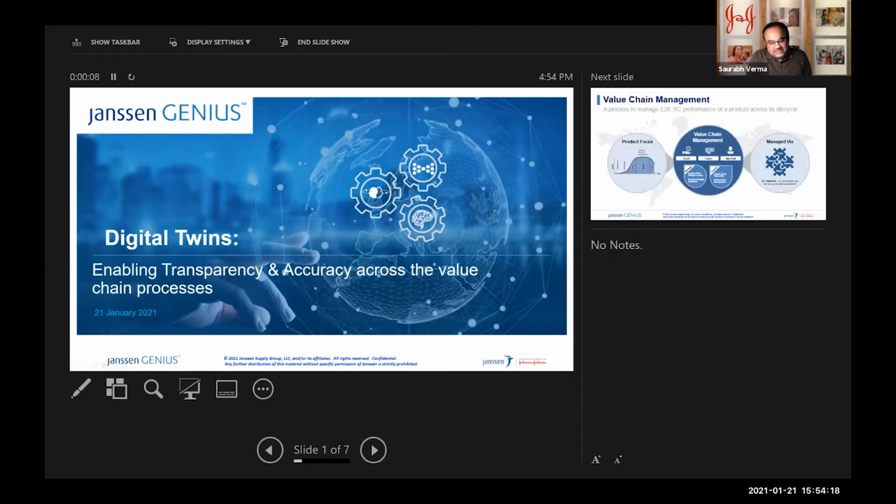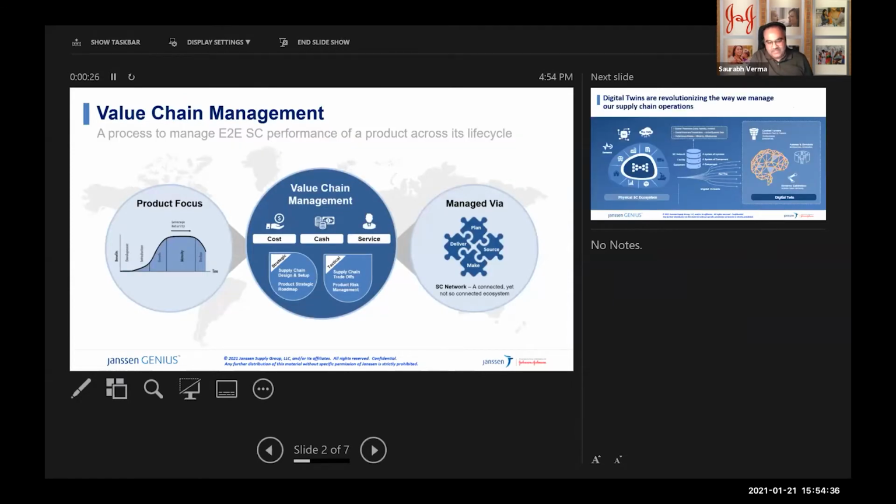So I'm going to talk about digital twins, and what I've done is contextualize it in a very specific area of value chain management, which is the supply chain process. Before joining pharma, I was thinking value chain management is a continuous process, but in Janssen, and in particular in Johnson & Johnson, we see value chain management as a different process, not just managing the supply chain operations through the plan, deliver, make and source functions, but also taking an end-to-end view from the product perspective.